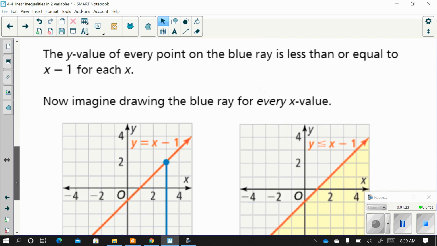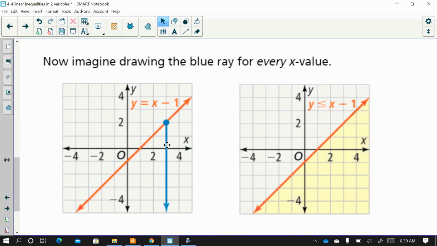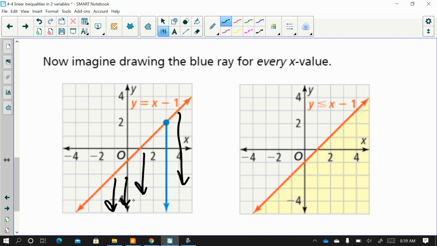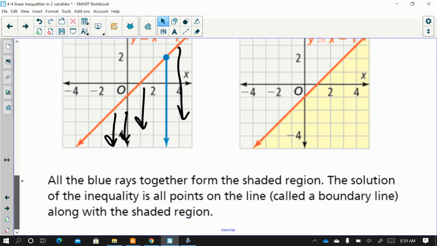If I'm less than, that means I am going under the line, because anything less than the line would be below the line. So for every x value, I can be less than it. I can be down here and down here and down here and down here. Basically, we end up having to shade underneath the line. That's where this yellow part comes from. All of these rays together form what's called a shaded region. The solution of the inequality is all points on the line, which is our boundary line, and the shaded region.